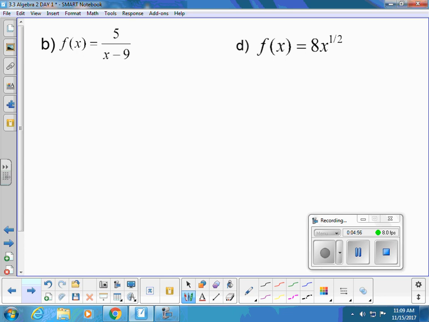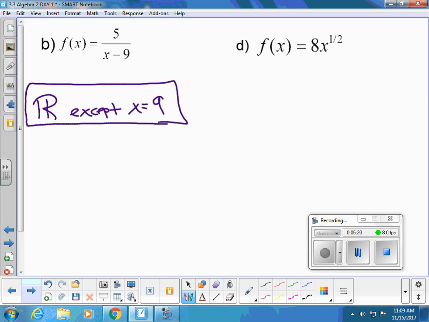You cannot divide by 0. So I had somebody in my last class tell me the domain would be all real numbers except for 0. And I said, 0 would be fine. If I stuck a 0 in for x, my final answer would be 5 over negative 9. That would be fine. It can't be 9. You're right. The way I'm going to write that is I'm going to write all reals except 9. Because 9 is the number we would want to avoid putting in for x.